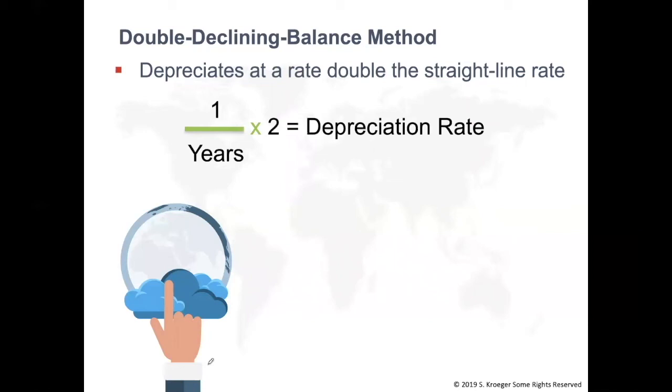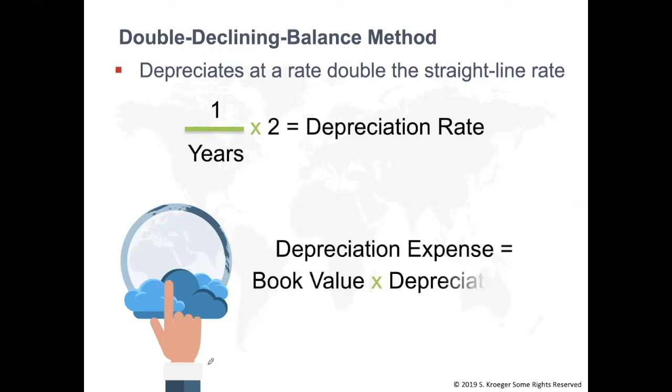We need to figure out the depreciation rate. Like I said, it's double the straight line method. To do this, you would do 1 divided by how many years you're going to be using the asset for. That would give us the depreciation rate under the straight line method. Then we would multiply by 2 so that we could double it. This gives us the depreciation rate. Once we have the depreciation rate, we will multiply that by the book value to get the depreciation expense each year.